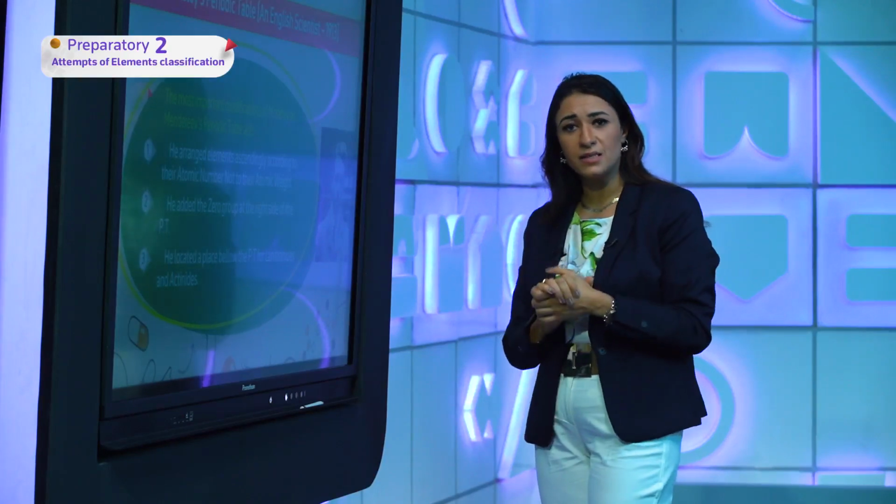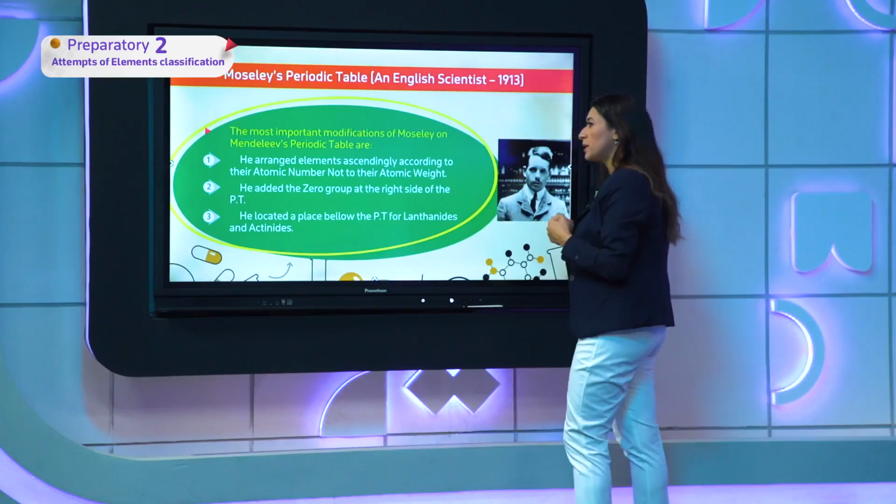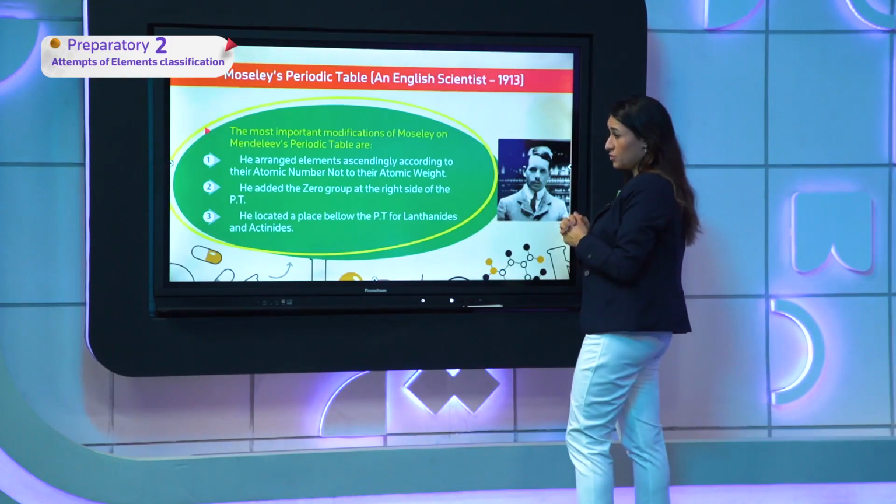Let's start with Moseley. Moseley in the 19th century كان وقتها الاتوميك نمبر discovered واحنا عارفين ان الاتوميك نمبر represents the number of electrons.